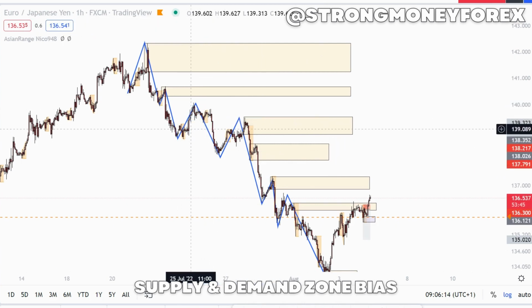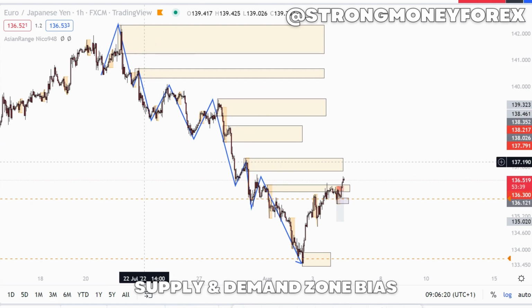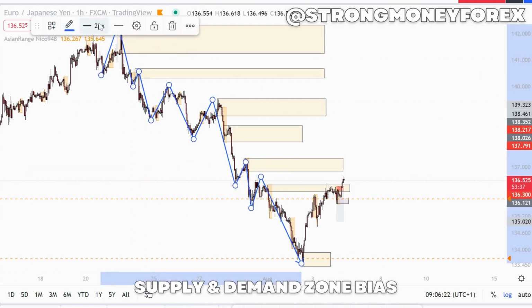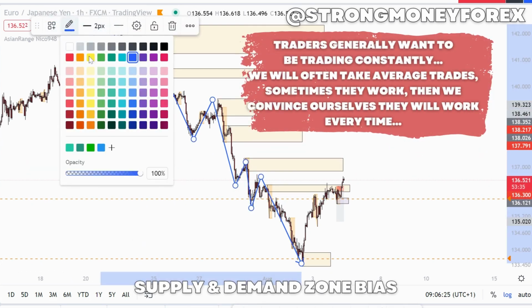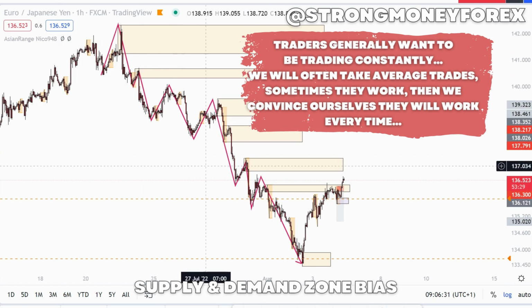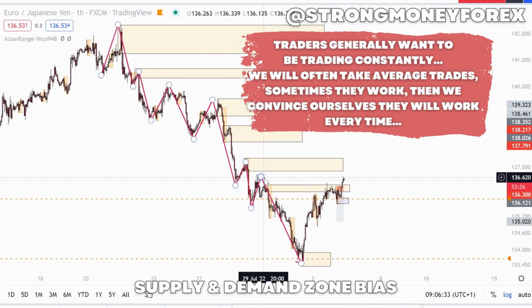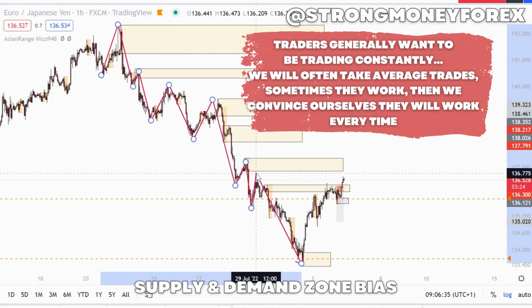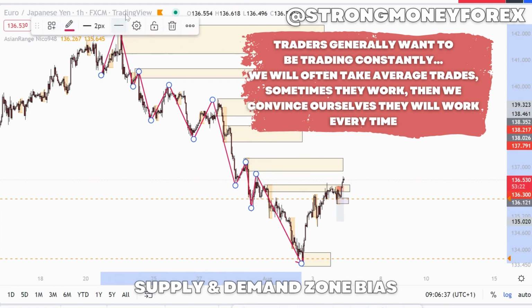So you can see a lot of the time we don't get back into these supply zones. A lot of the time they are left untested, and so technically they are all valid. All of these zones, they are valid. You could use them to sell from, but the point is that the probability of these sells holding is low. And what we often do as traders is that we'll catch one that will work and we'll believe that it's going to work every single time. And very often that's not the case.